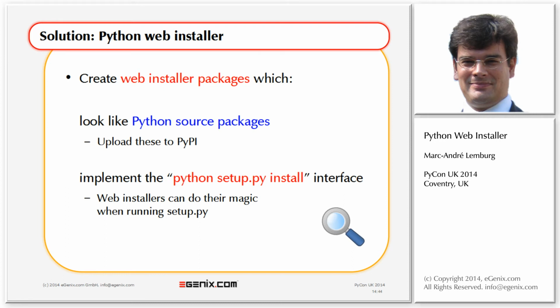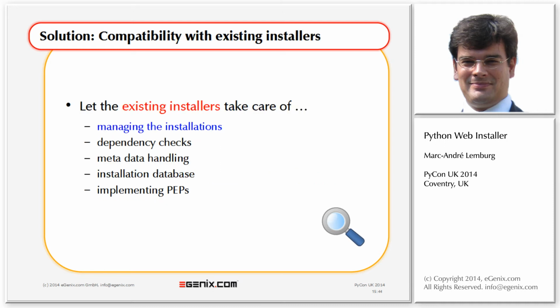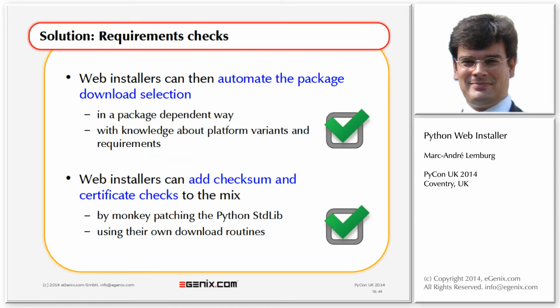Now, in order to make it work, we just had to make the web installer packages look like Python source packages, even though they didn't really contain just source code. And we had to implement this interface. And then that automatically got us all the support from the installers for doing other things, like managing the installations, managing the installation database, doing dependency checks, doing all the metadata handling, implementing all the PEPs, and all the rest that you have to do for managing things on the platform.